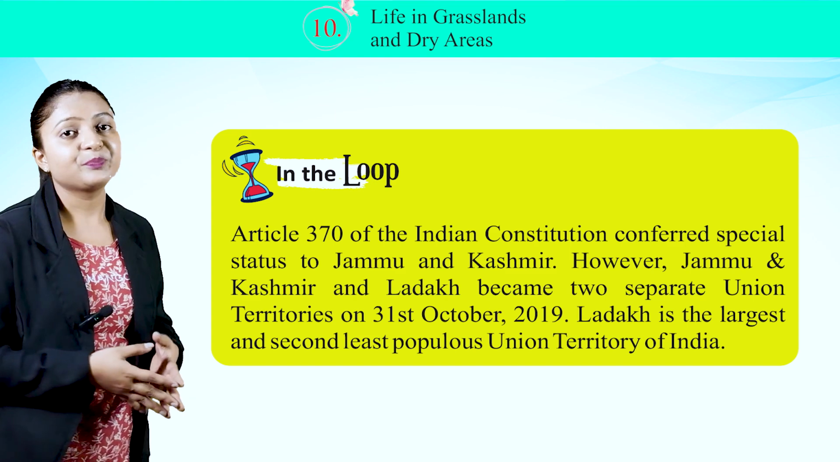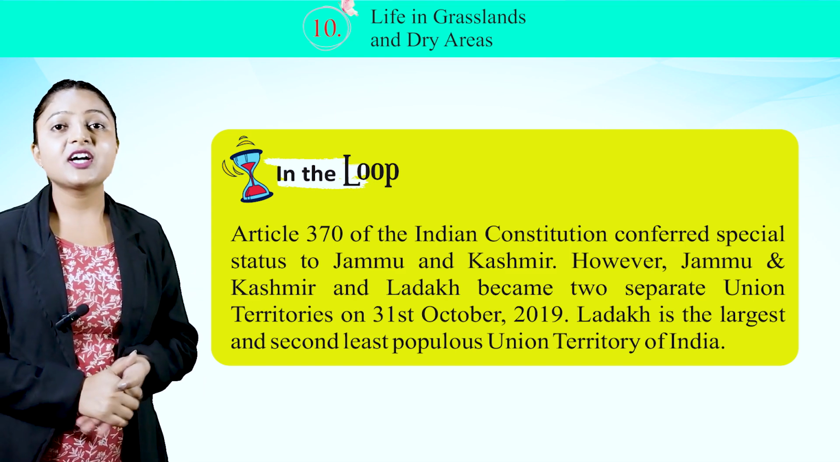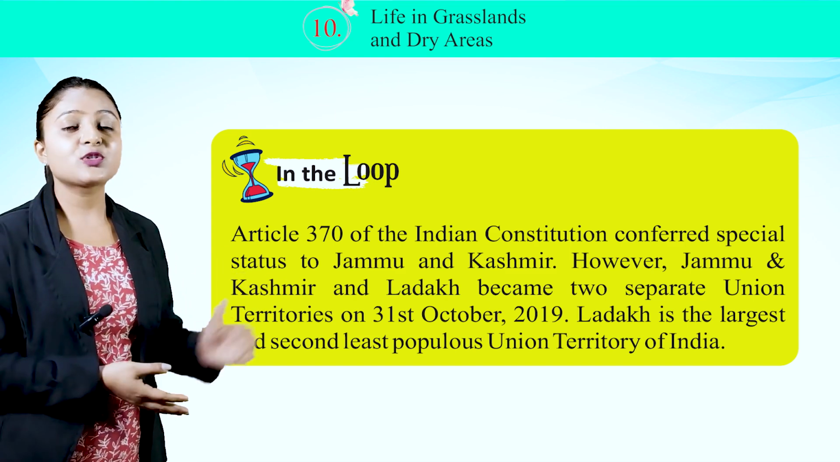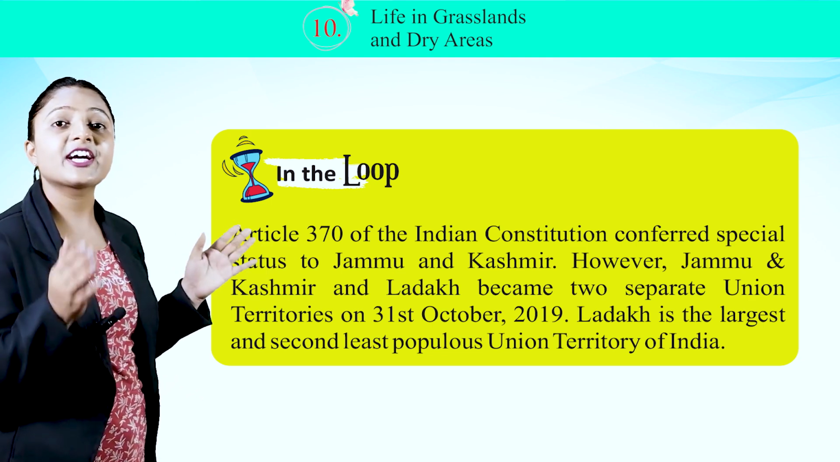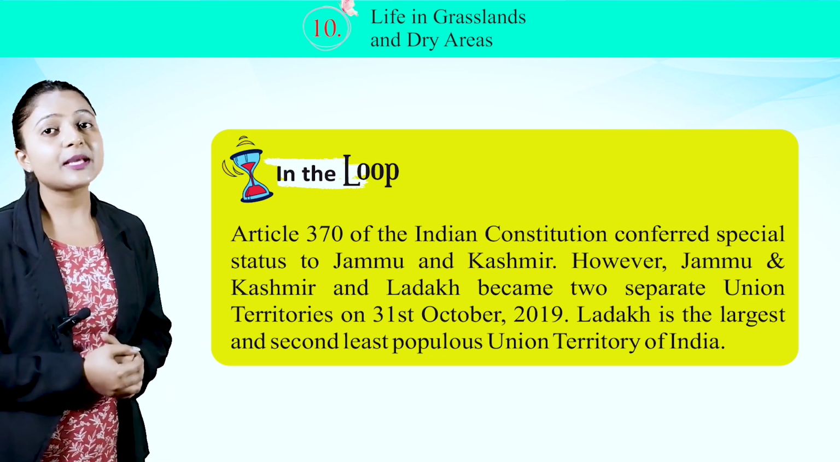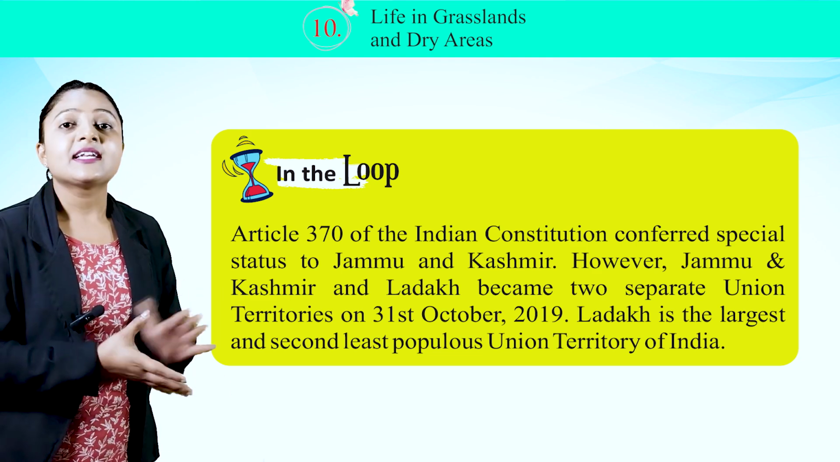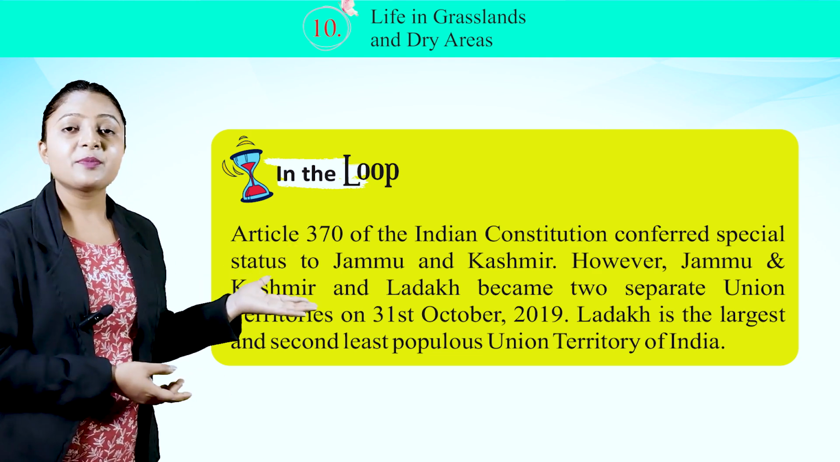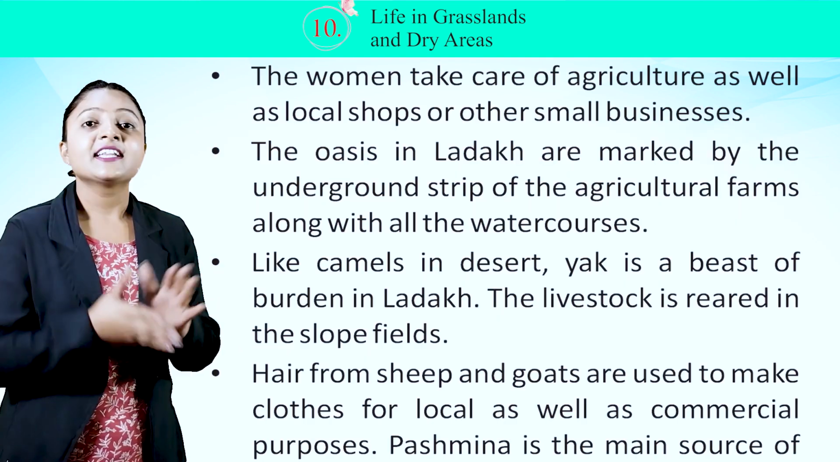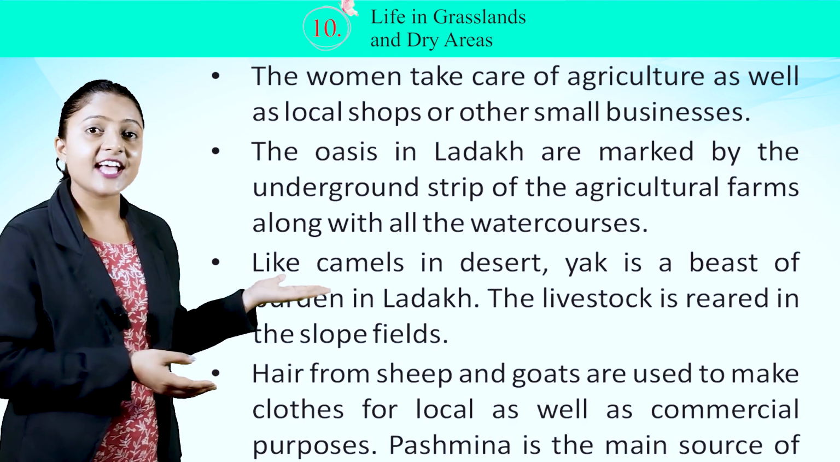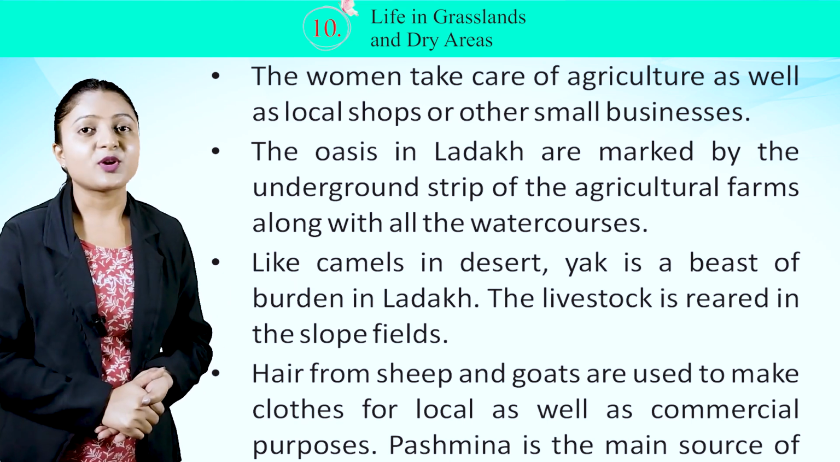In the loop, Article 370 of the Indian Constitution conferred special status to Jammu and Kashmir. However, Jammu and Kashmir and Ladakh became two separate union territories on 31st October 2019. Ladakh is the largest and second least populous union territory of India. The women take care of agriculture as well as local shops or other small businesses.